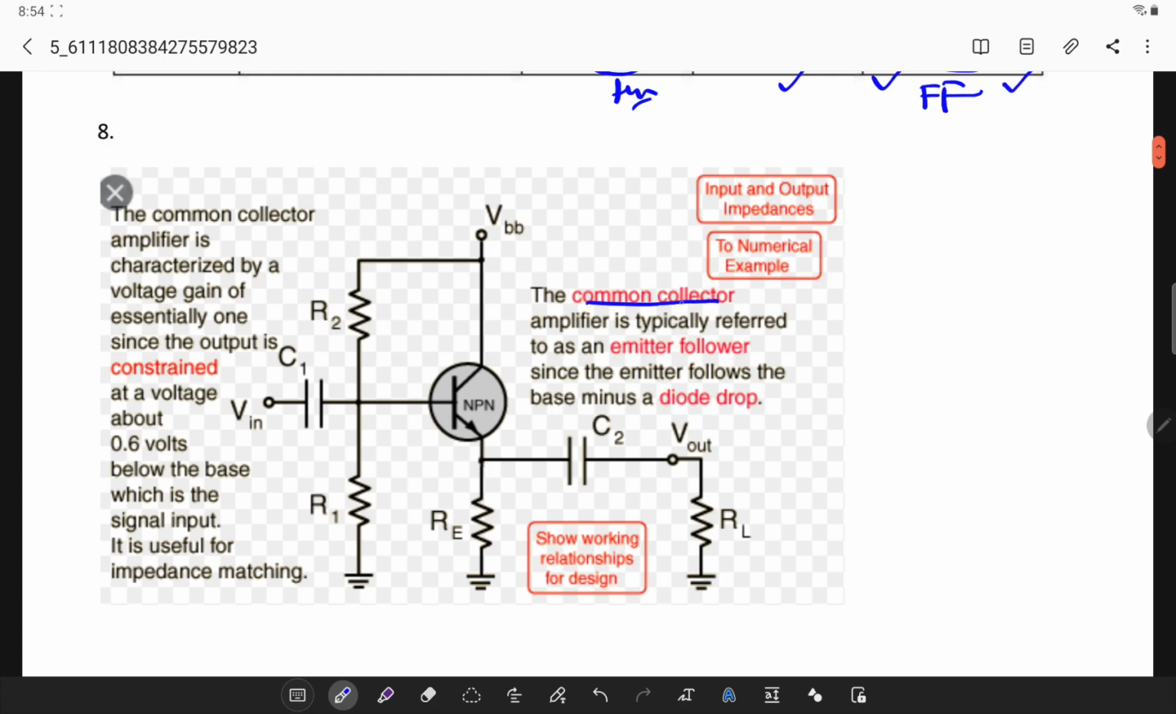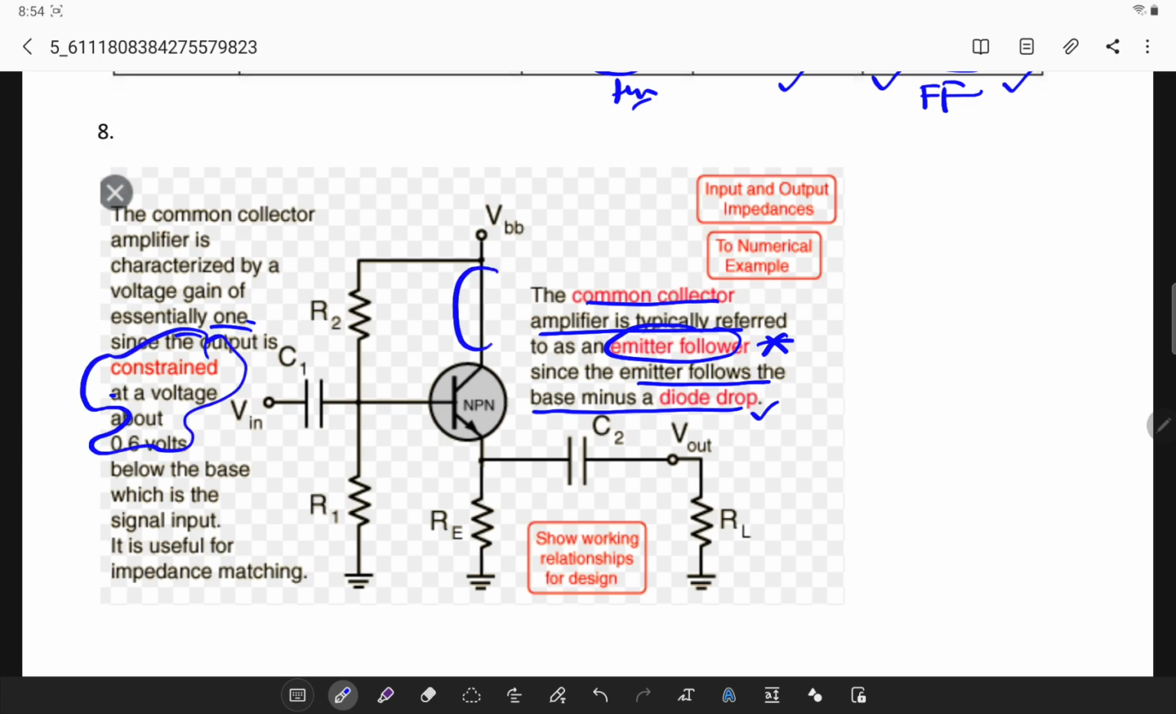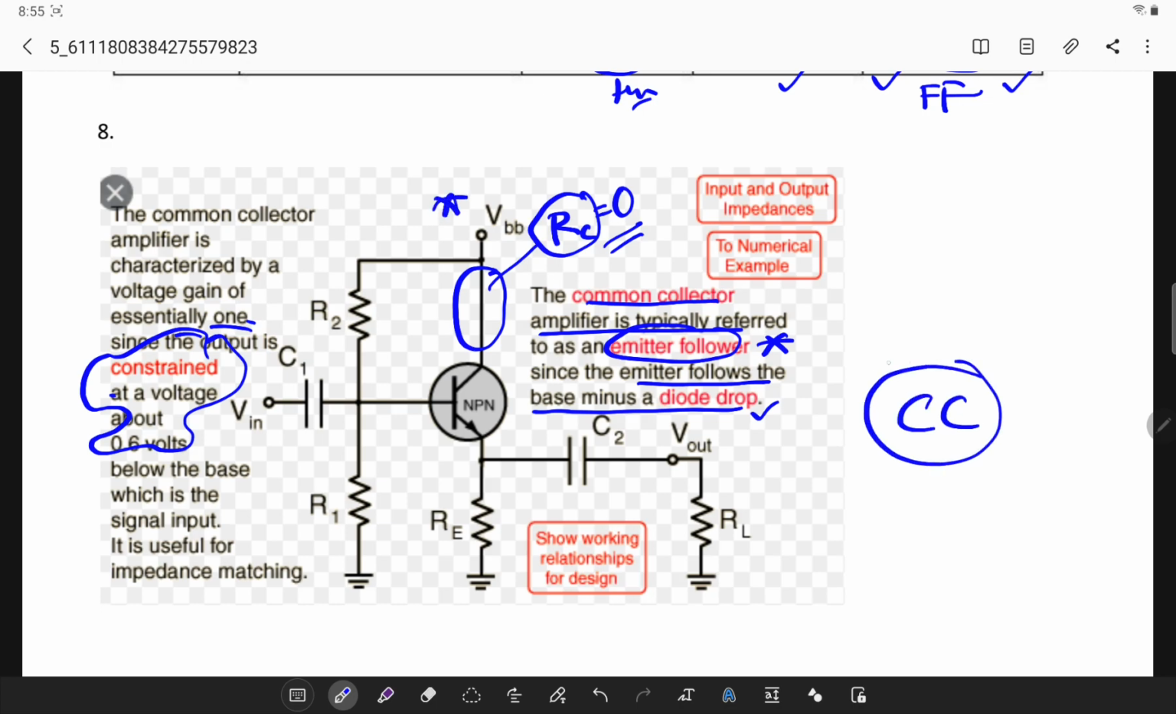See this, the common collector is typically referred to as emitter follower because the emitter follows the base minus the diode drop voltage. Also, the output is constrained at a voltage of about 0.6 volts. This is because the collector resistance RC is made 0. So to remember a common collector circuit, the student has to observe whether RC is 0 or not. It is basically used in a very important application, impedance matching.